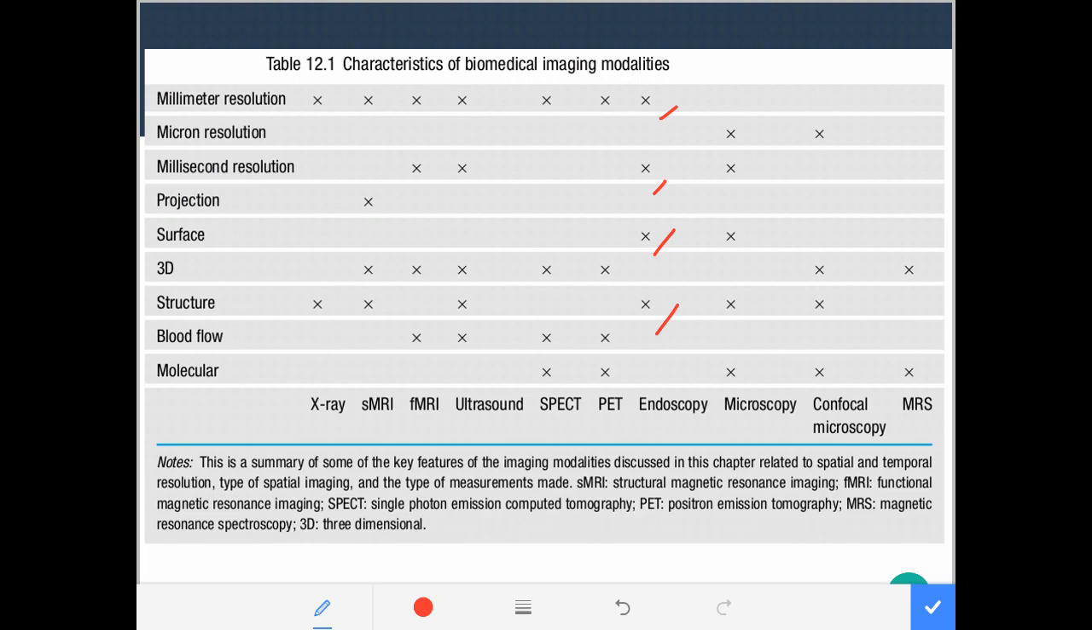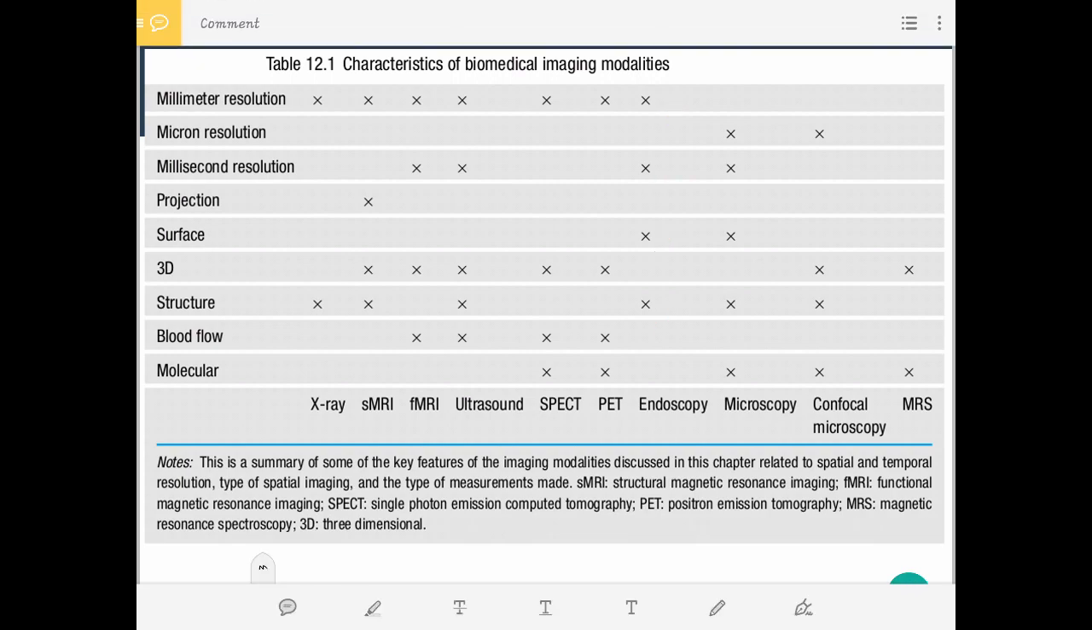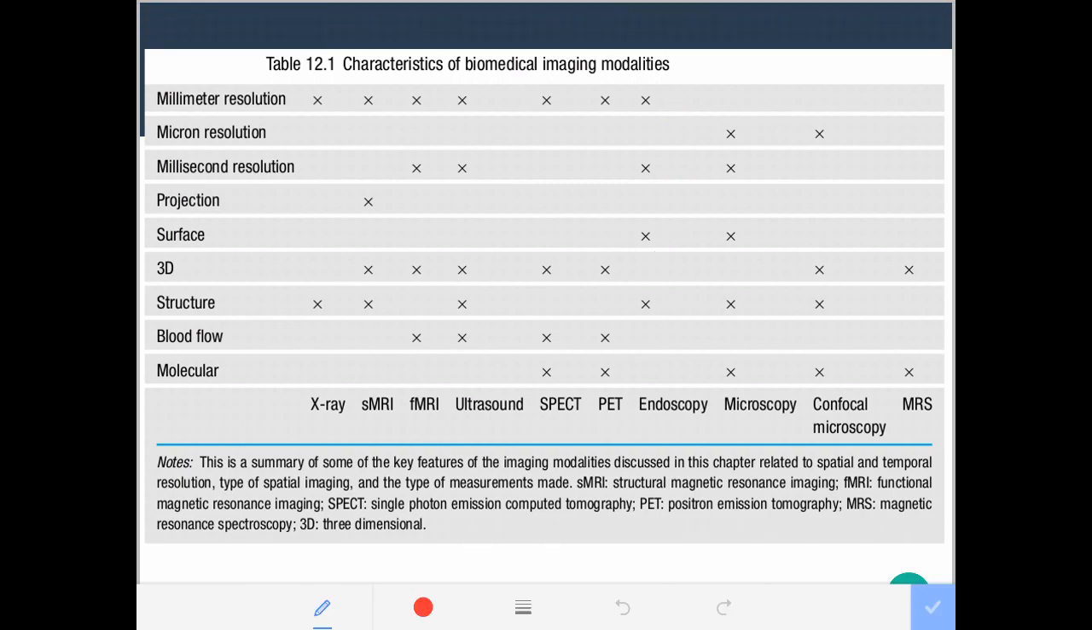And then you have microscopy. Microscopy, of course, you have smaller resolution, so micron resolution.